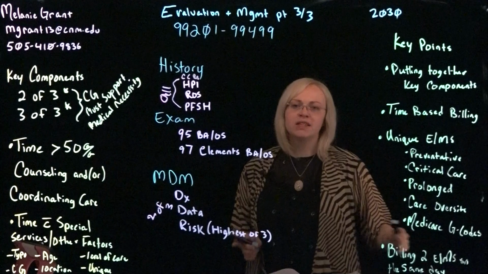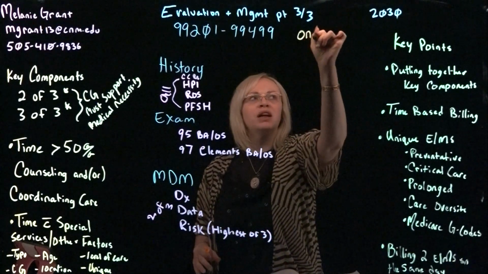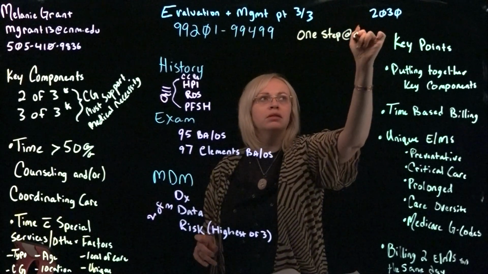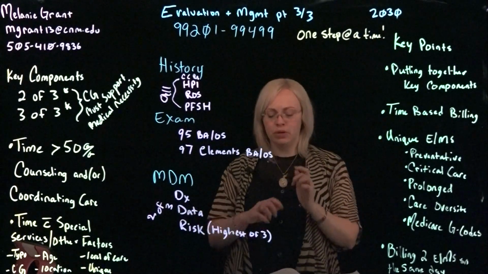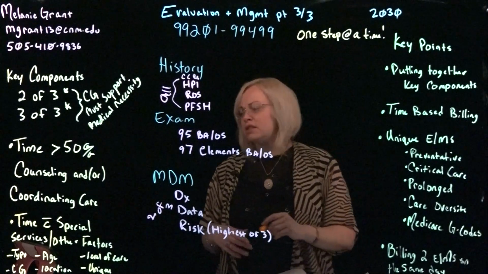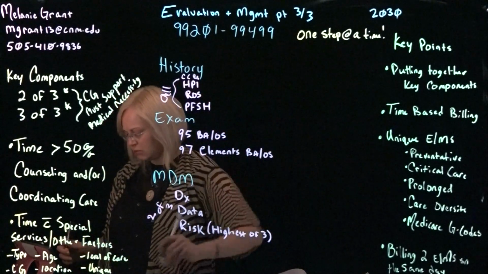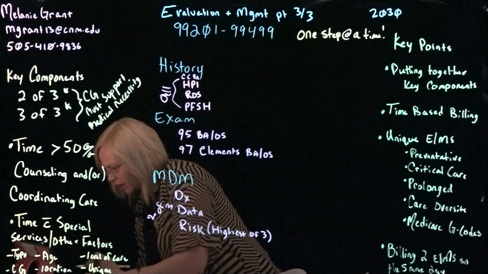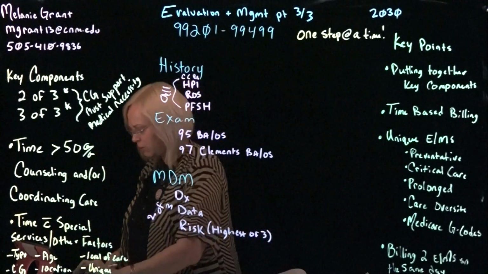So remember last week how I said you want to take it one step at a time. One step at a time is also key here, and keep that in mind because that's going to help you. So when we look at these, we take our history, we take our exam, and we take our medical decision making, and we come into our scorecards, and we're going to put it all together on that final, fourth page.